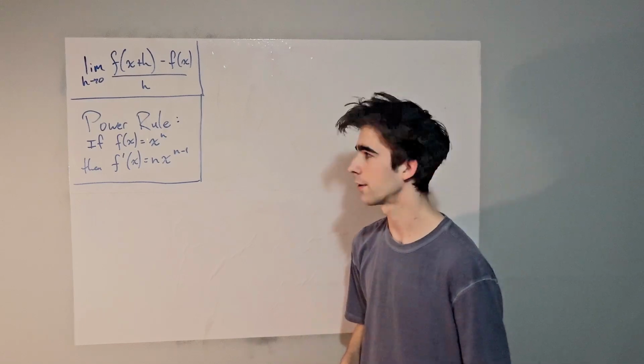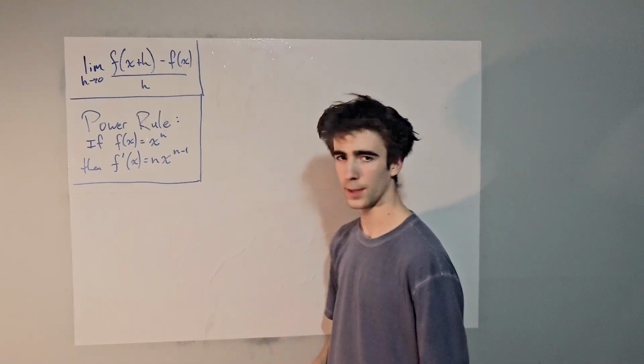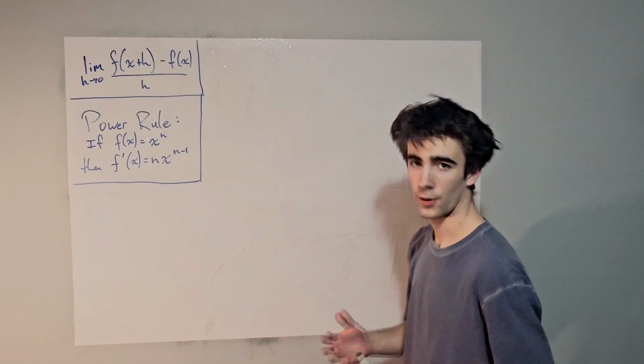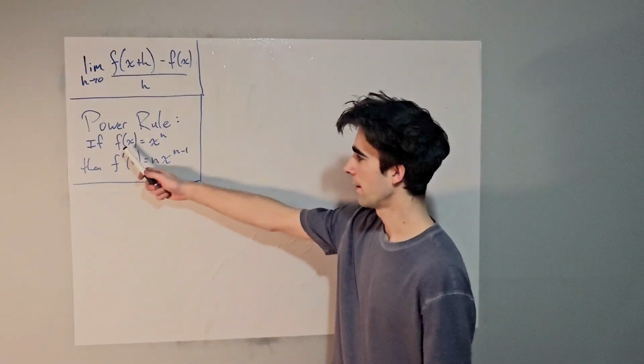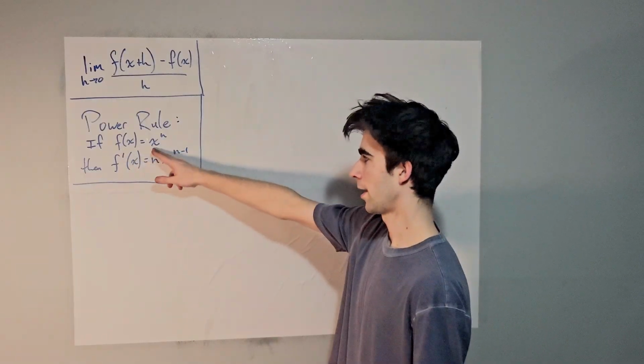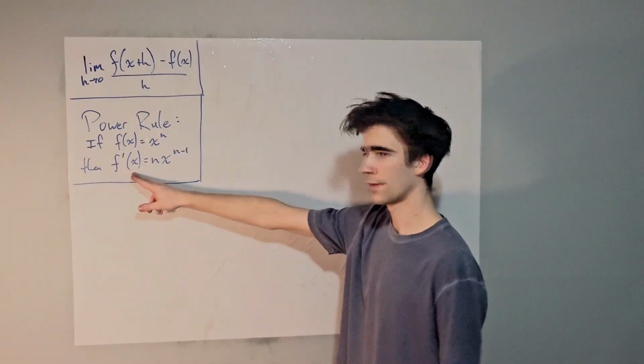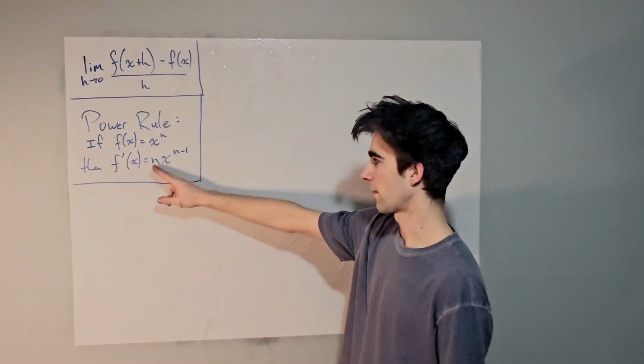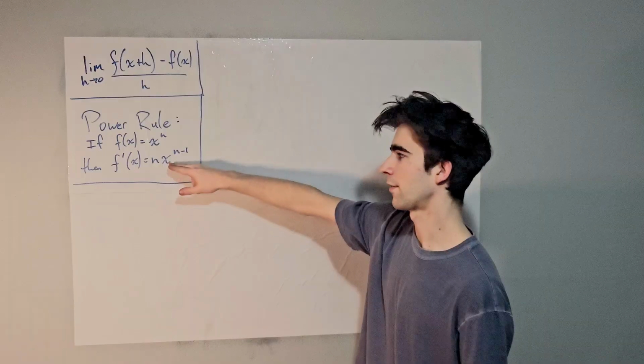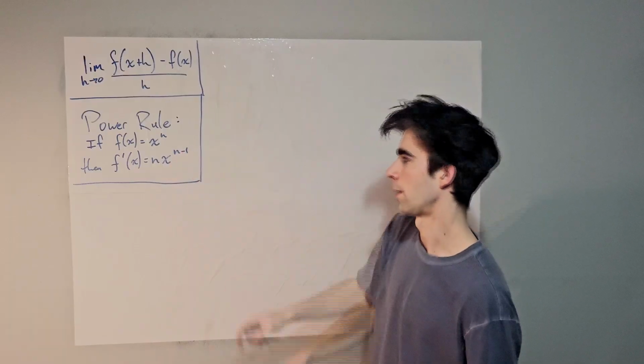I'd like to go over a quick proof for the power rule today. As a reminder, the power rule says that if we have a function which is our input x raised to a constant n, then the derivative of this function will be the exponent n times x to the power of the exponent minus 1.